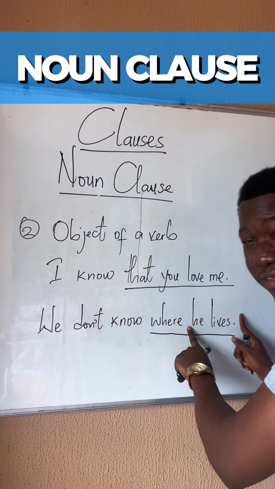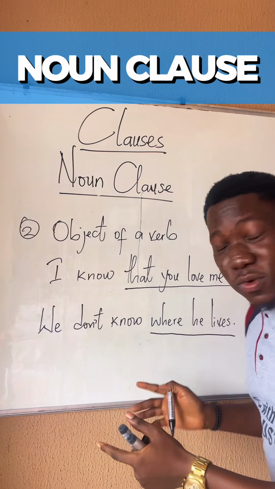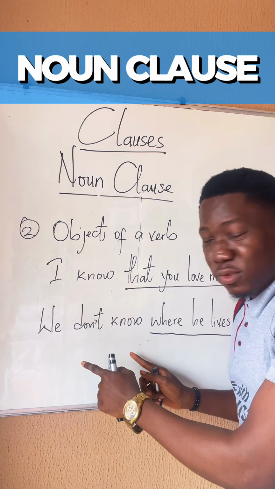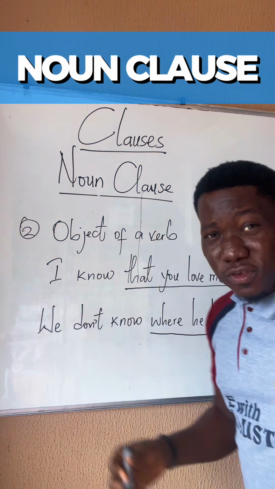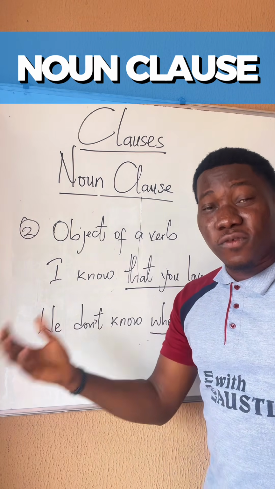This is our subject. This is the verb. So it's a clause. What type of clause? A noun clause. Functioning in what way? Functioning as the object of this verbal phrase. Do not know. We don't know where he lives. So you see, the noun clause can also function as the object of a verb.